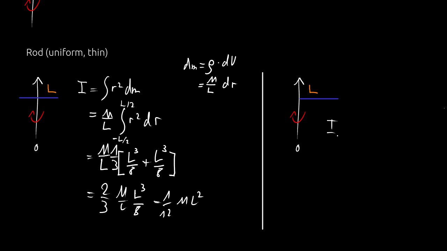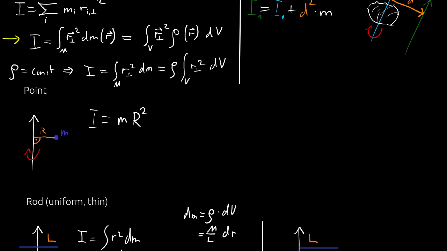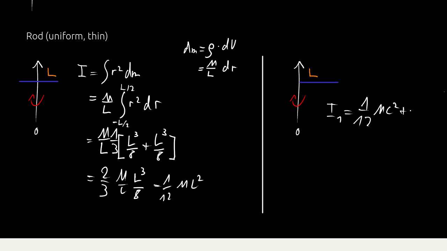So let's go ahead and do that. This is equal to 1 over 12 ml squared. Oh, I just forgot it. I'm sorry. Plus d squared times m. Okay. D squared is L squared over 4 times m.